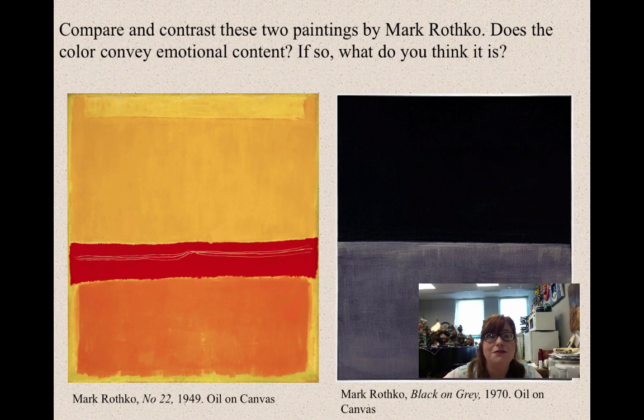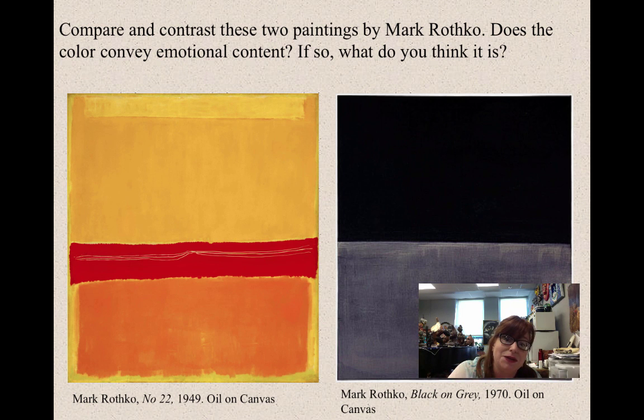So, does color convey emotional content here for you? What do you think it is? So look at it for a few moments. I'm going to look at my notes for just a moment. So, one of the things that might give you a clue, the one on the right was painted shortly before his death in 1970. He committed suicide. So what do you think possibly he might have been going through?